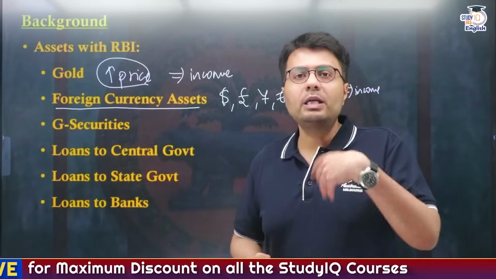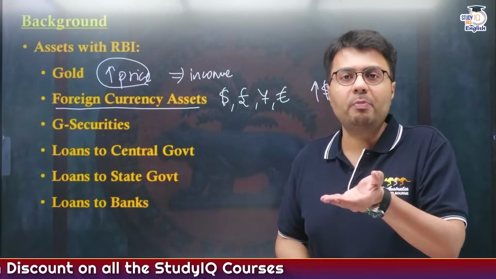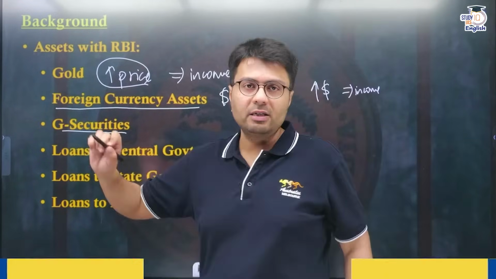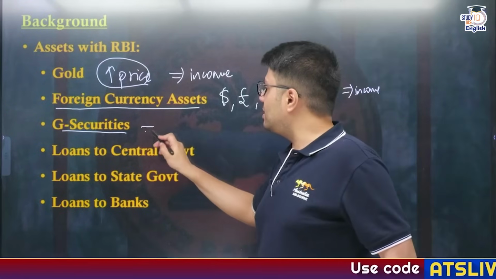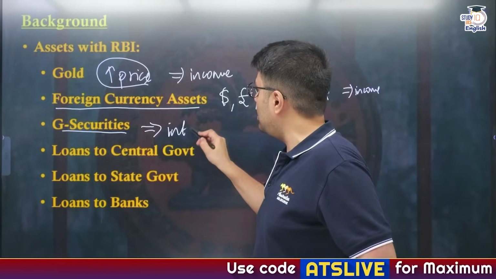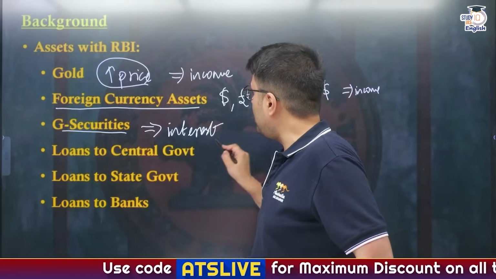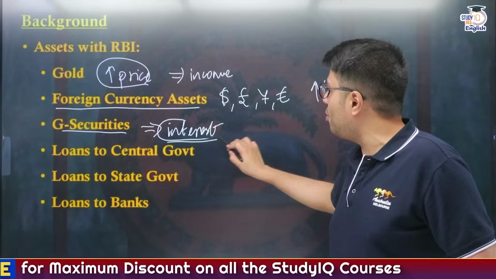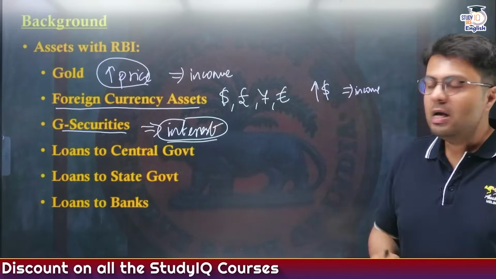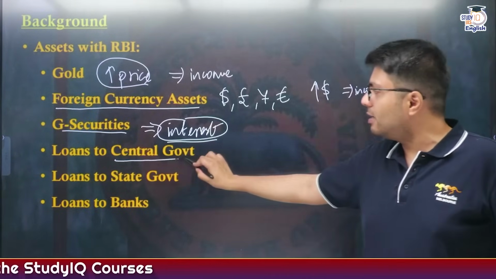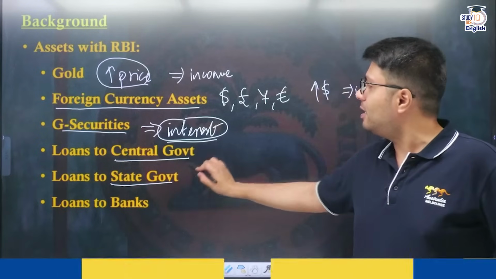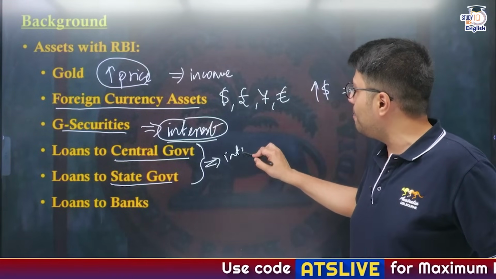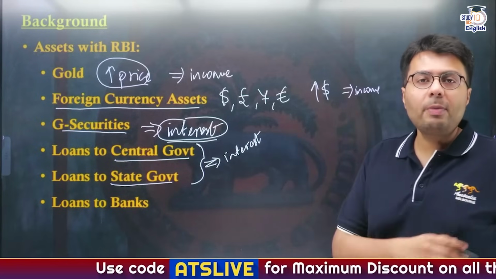Similarly, RBI is known as what? It is known as the banker to the government. And how does the government take loans? They issue government securities. And in return, the government also provides interest on these government securities. So whatever government securities RBI is holding, it is making interest income from that. This is also a source of income. Similarly, the money it extends to other governments like the central and state governments also allows RBI to make interest income.